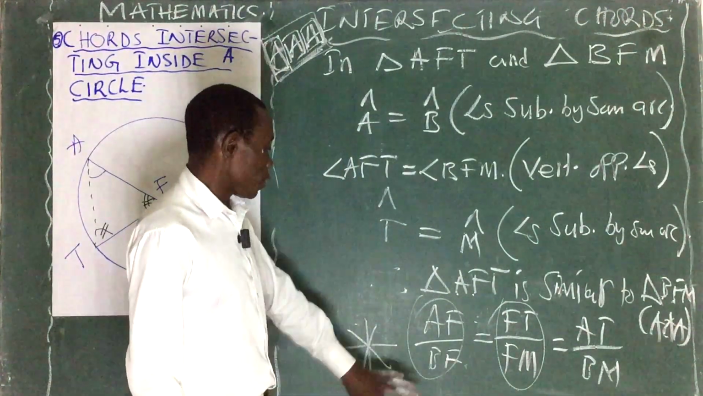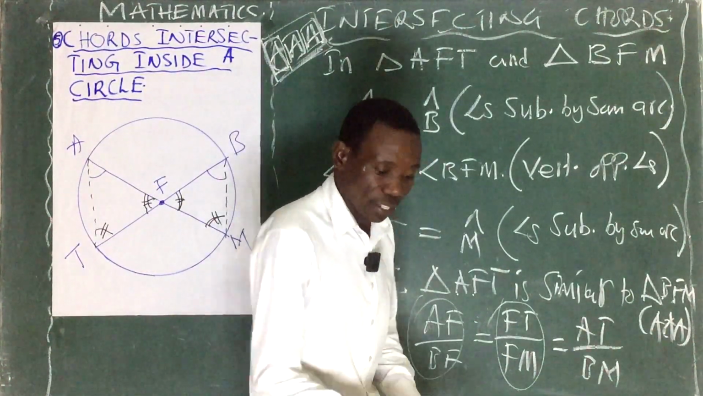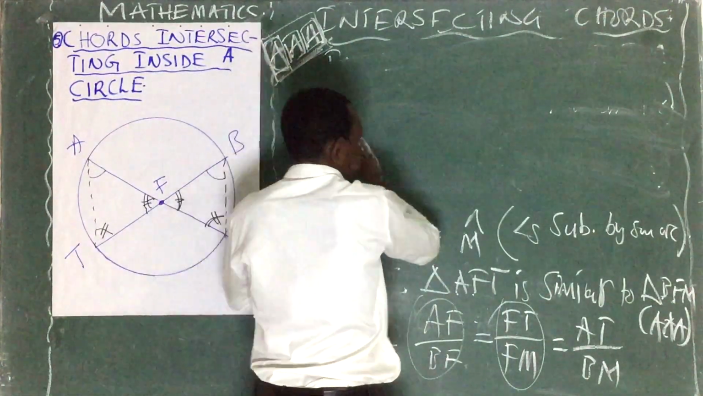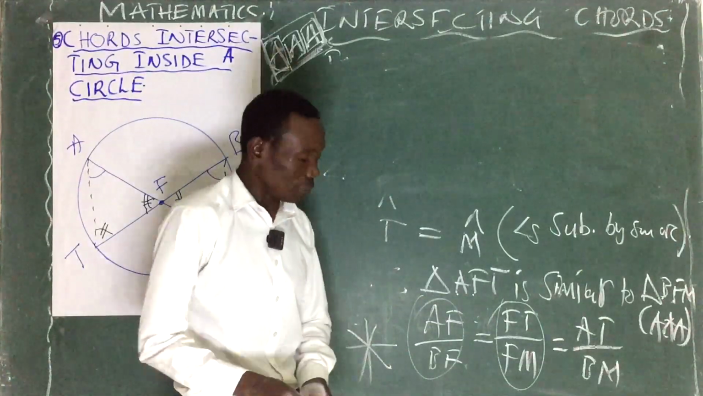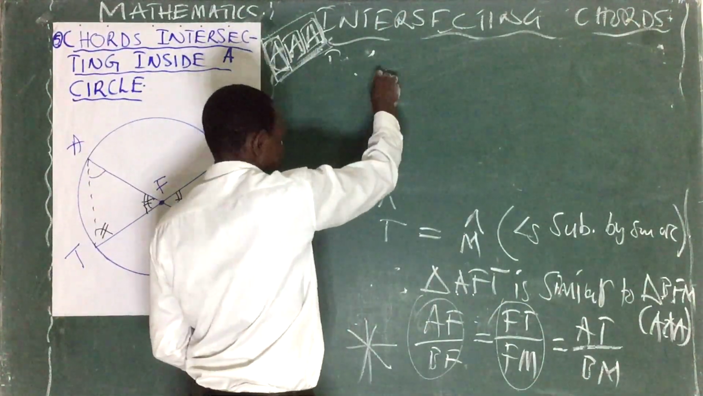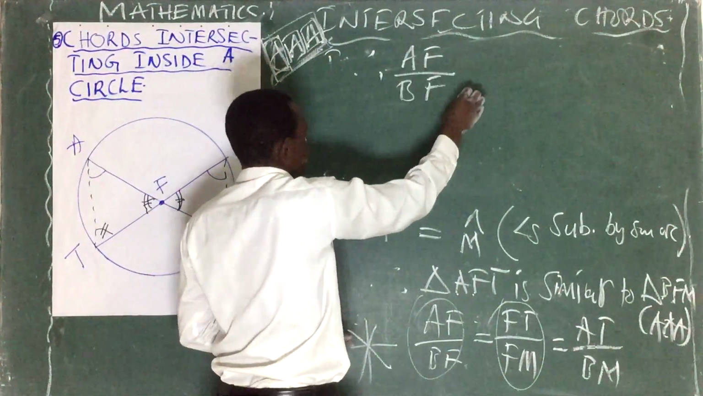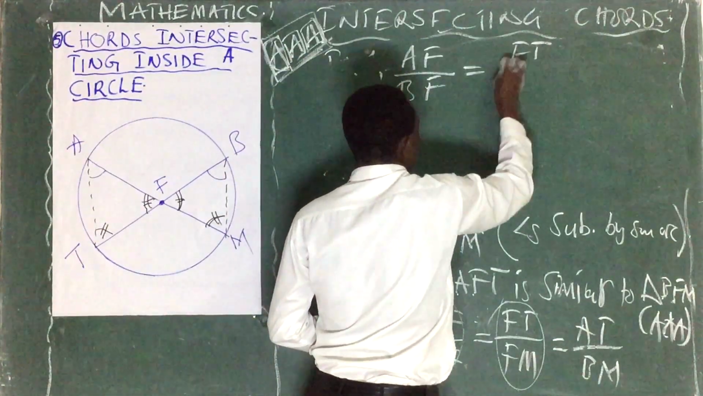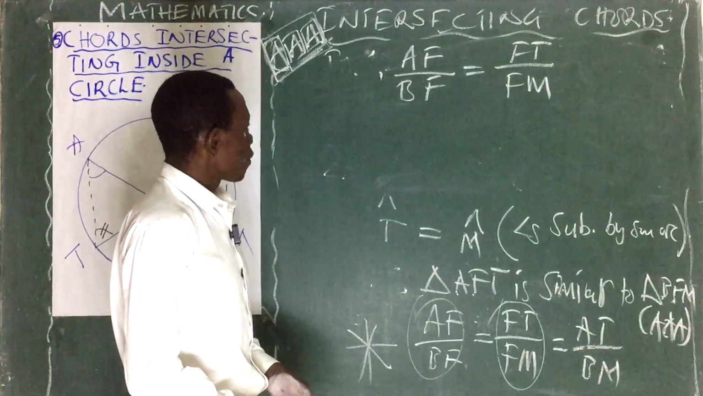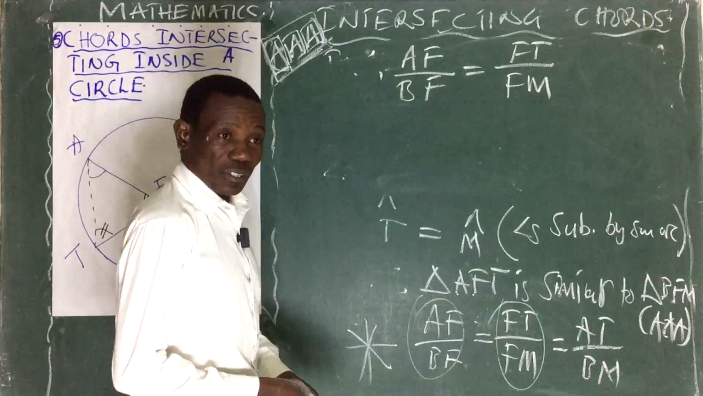By design, the moment we say this ratio is equal to this ratio is equal to that ratio, we should expect that any two ratios must be equal to each other. Therefore, AF to BF should be equal to FT to FM. So let's now try to cross multiply the ratios.